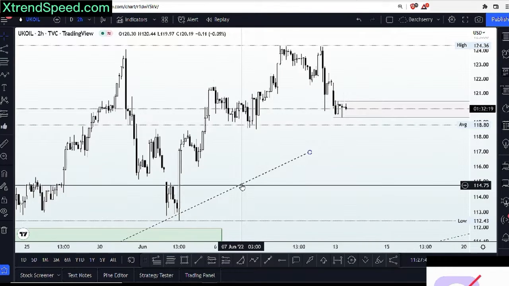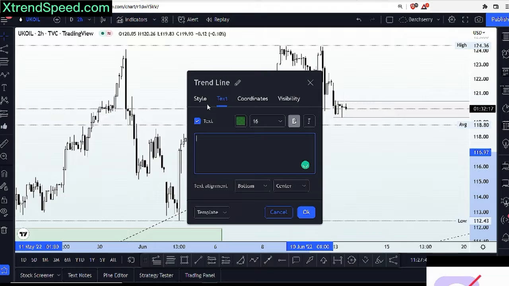So I want to extend this bullish trend line, and let's see how this trend line is going to play out as we move forward.